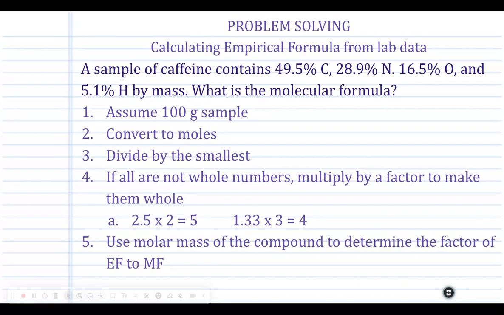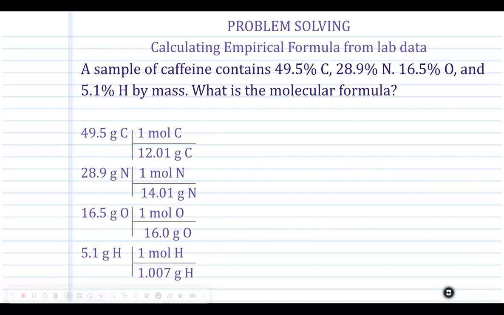In the previous slides on that table, we saw that with dextrose, it was a factor of 6 that they all had to be multiplied by. Ethylene was just a multiplication of 2. So it depends on what it's going to be. Okay, so I assumed my 100 grams. Did that step. Now I'm going to convert it to moles. Well, I can use the mass off the periodic table. If I have this many grams of carbon, I can figure out how many moles of carbon I have. Same thing with nitrogen, oxygen, and hydrogen.